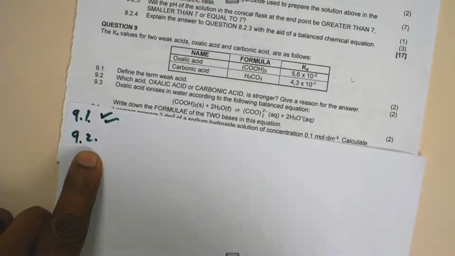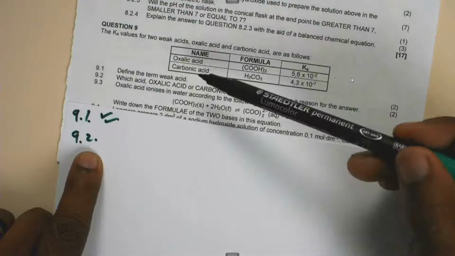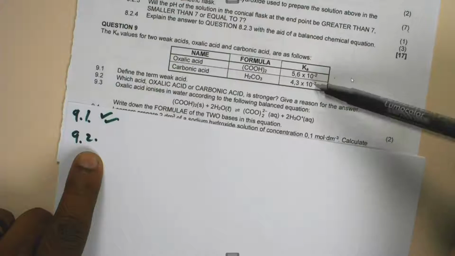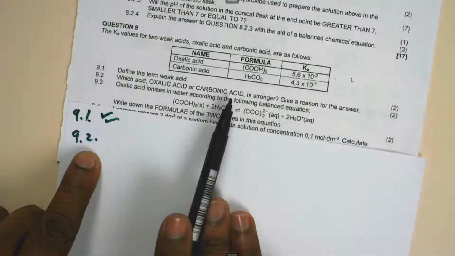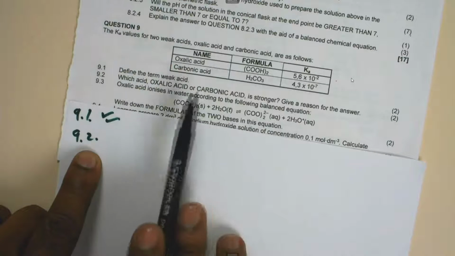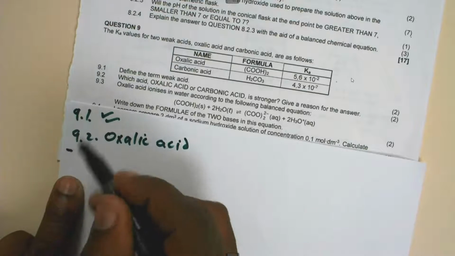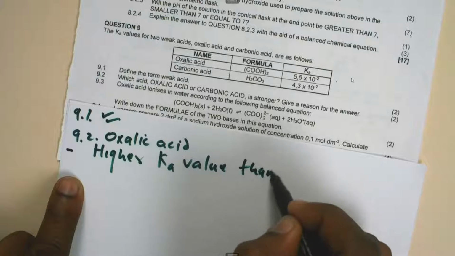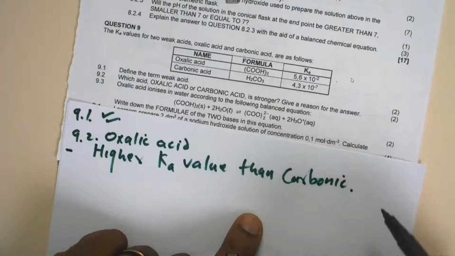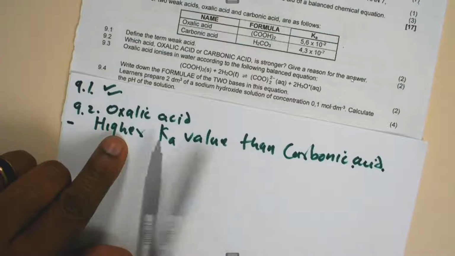That is where I want us to go. If you check, oxalic acid has 5,6 multiplied by 10 to the negative 2, and carbonic acid has 4,3 multiplied by 10 to the negative 7. So we can only relate the relative strength of these acids in terms of the Ka value. The higher the Ka value, the stronger the acid. So to answer this one, I will say oxalic acid is the one that is stronger. The reason is it has a higher Ka value than carbonic acid. That is where I'm intending to go, to look at the relationship of Ka together with the strength of the acids.